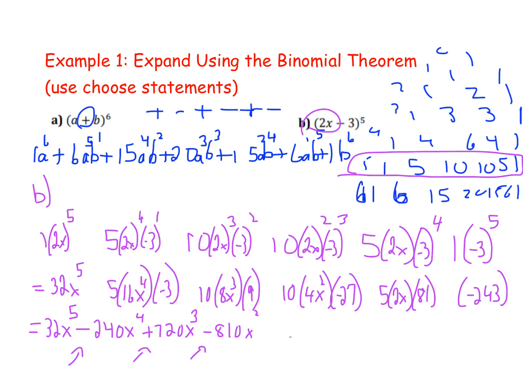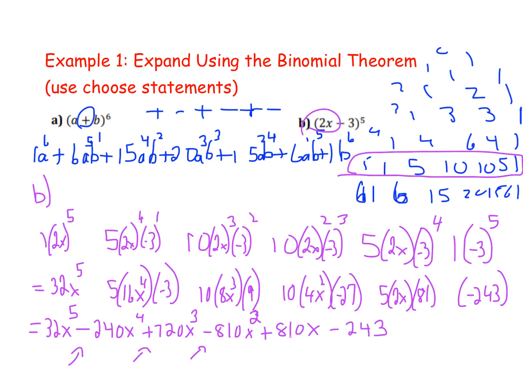Okay, or did we? No, I just forgot the squared. There's the squared, I did write it, I just didn't see it. Okay, the next one is going to be positive 810 x, and then I'm going to get negative 243 at the end.